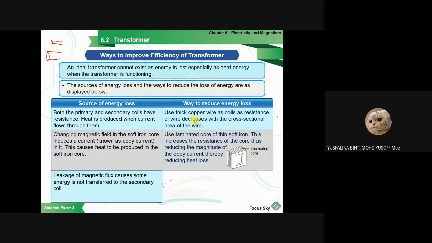And the leakage of magnetic flux causes some energy not to be transferred. What you can do is wind the secondary coil on top of the primary coil. So you put one at the top and one below. This is how you increase the efficiency of the transformer.